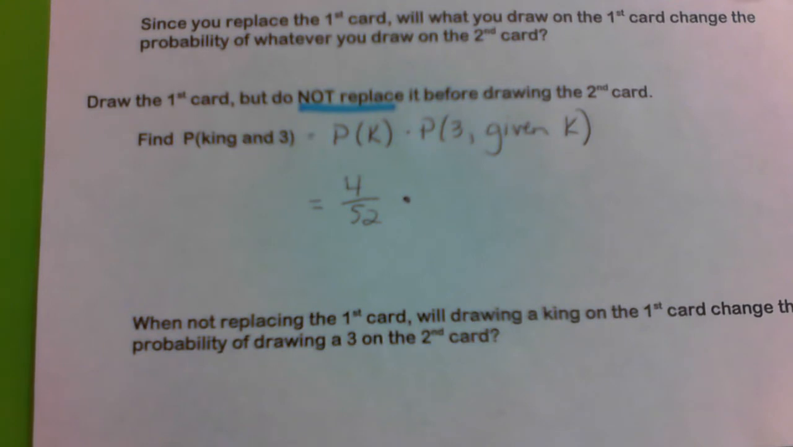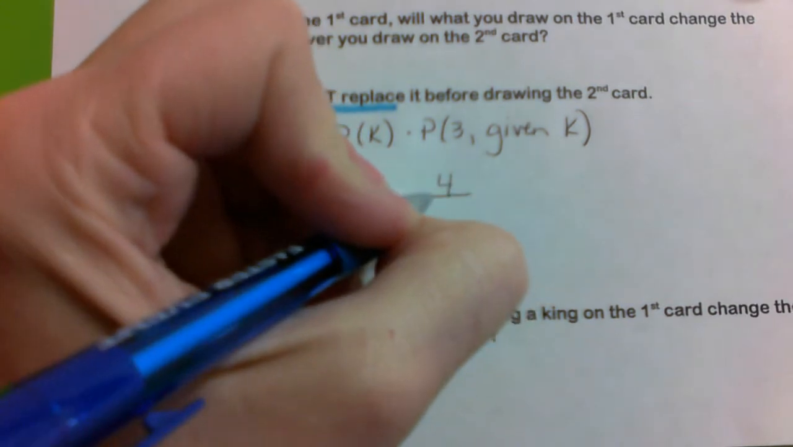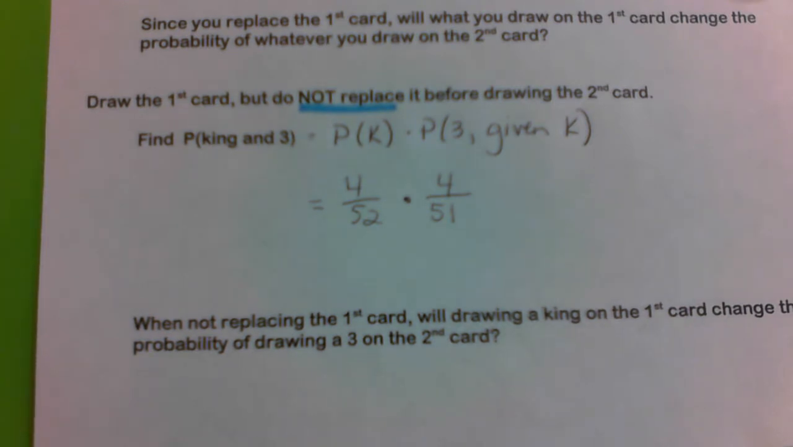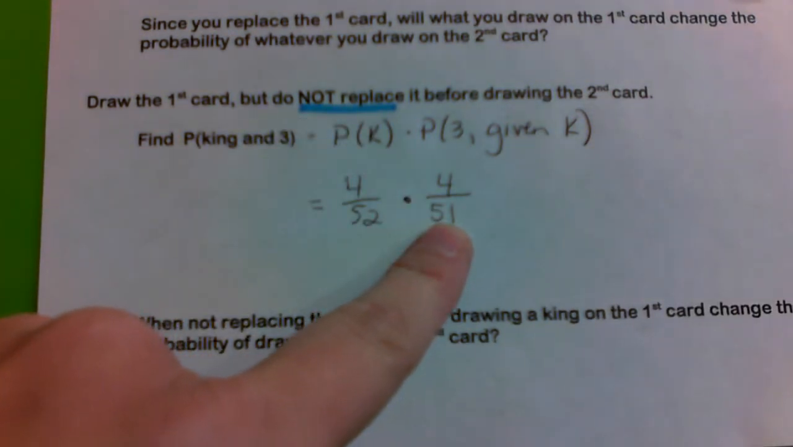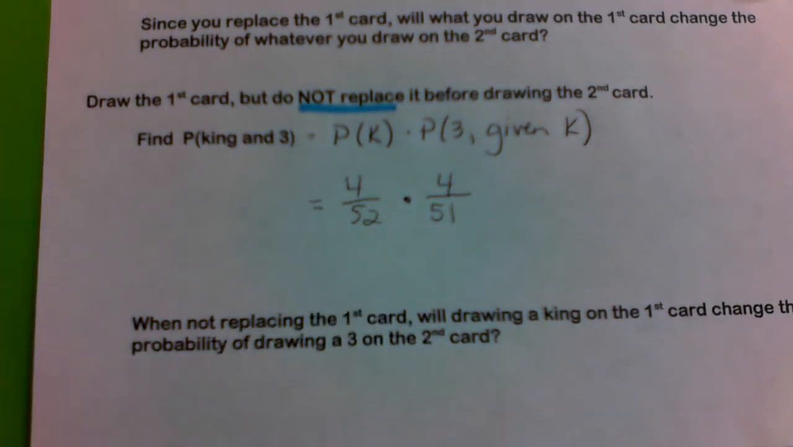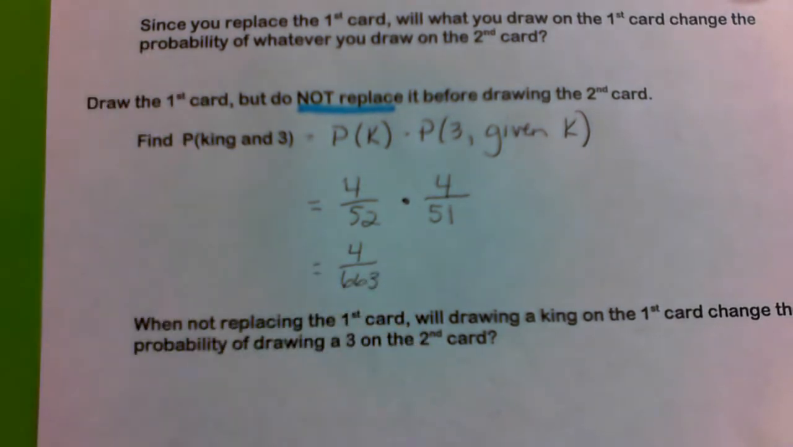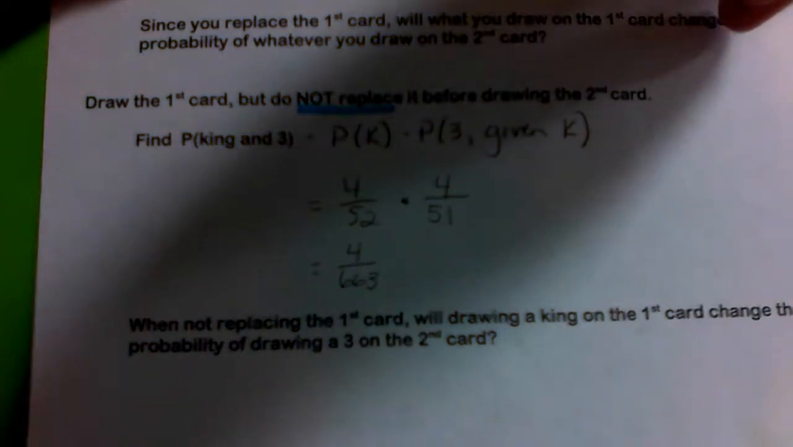So now when you go to draw your second card, what's the probability you get a 3? Well, there are 4 3s in there, but there are only 51 cards that you are drawing from. So it's 4 over 52 times 4 over 51. So because you did not replace, this number was affected because there was one less card. And this is 4 over 663, or 0.006033183. So I wanted to point out and show you the importance of when you replace or when you do not replace.